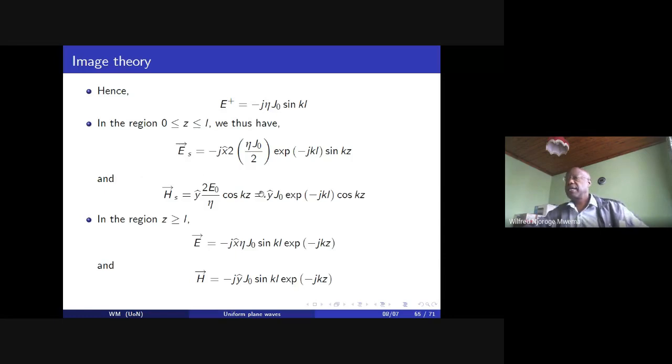Now, this has not used what we are calling the image sources. All we want to show is that once we use the image theory, we'll get similar equations. So keep these expressions in mind, because this is what we want to prove we can obtain when we use the image theory.